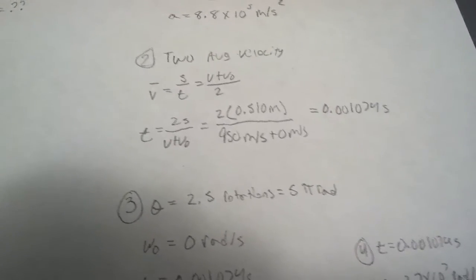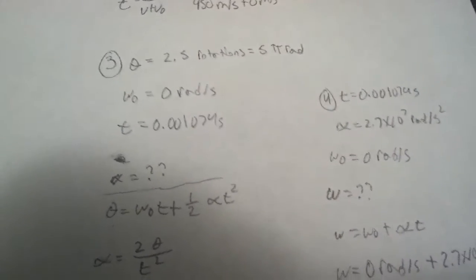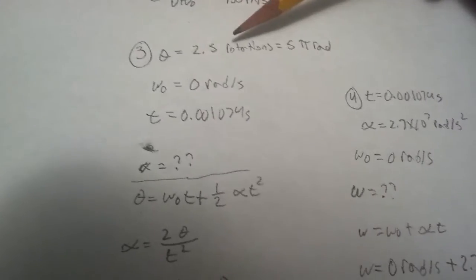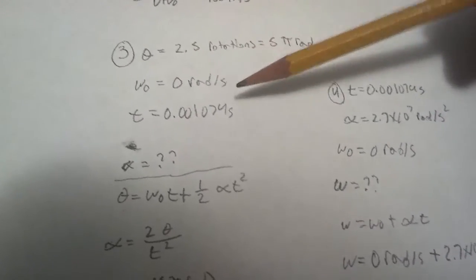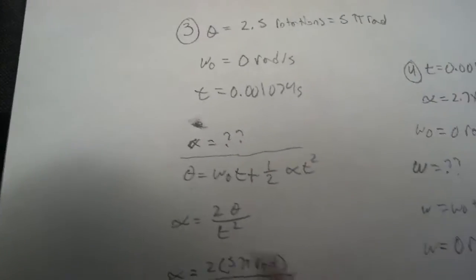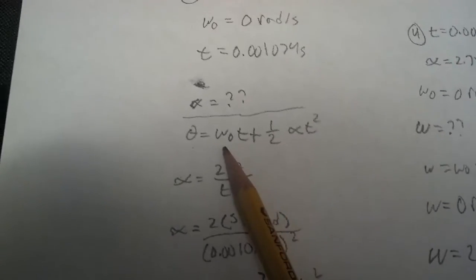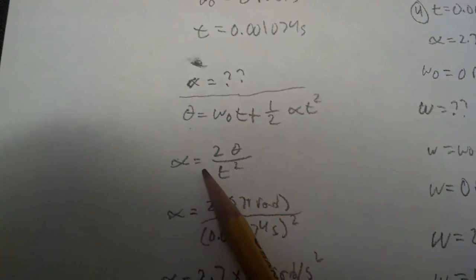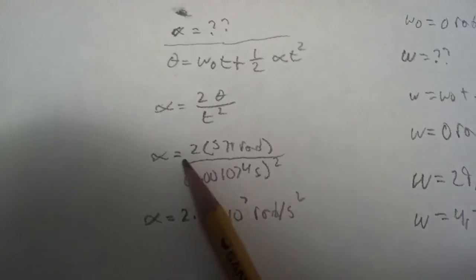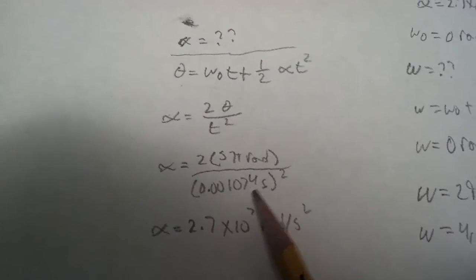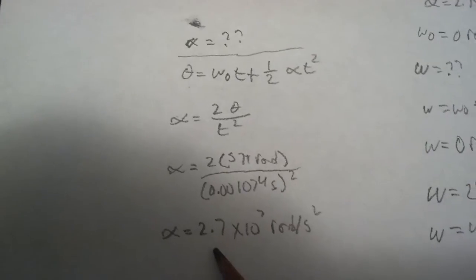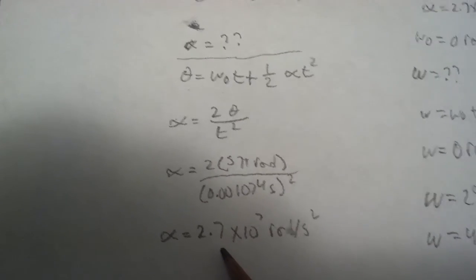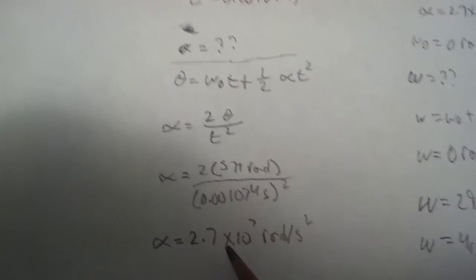Alright, now that we have the time, we can go back and find rotational acceleration, which is down here, number 3. Alright, so I just list our known quantities here, and we are trying to solve for this. Alright, so you use this formula here in order to find it, and you derive it, and then you plug in the information here, and we get that it is 2.7 times 10 to the 7 radians per second squared.